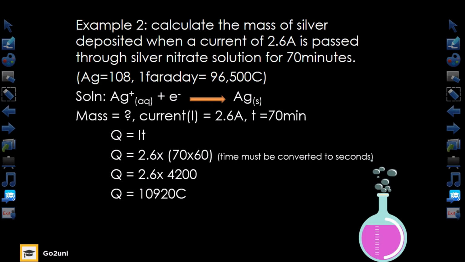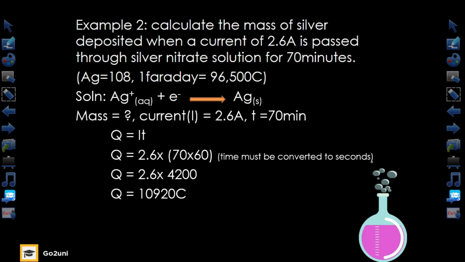So in the question, the first thing we need to do is write out the equation that represents the deposition of silver at the cathode, because it's going to be deposited there. The equation is: silver ion in aqueous form plus 1 mole of electron gives silver solid. The mass is what we are asked to calculate, and current is given as 2.6 amperes. Time is 70 minutes. Unless we're asked to leave our time as written, we have to convert the minutes to seconds.